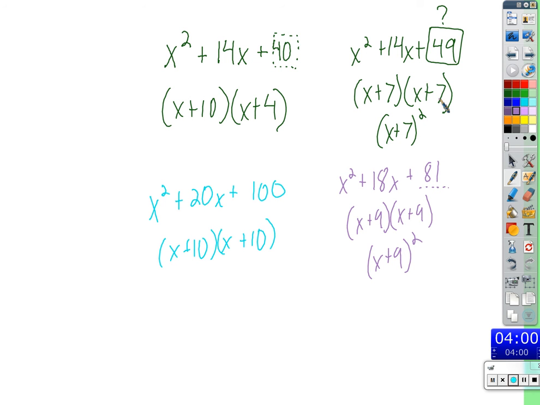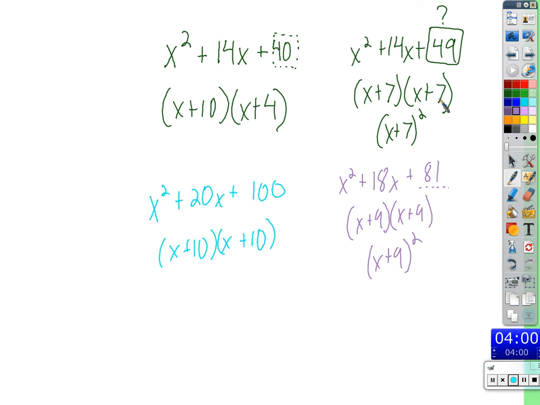Yeah. So this number will always be what then? Half of whatever is multiplied by x, what we call the coefficient of x. All right.